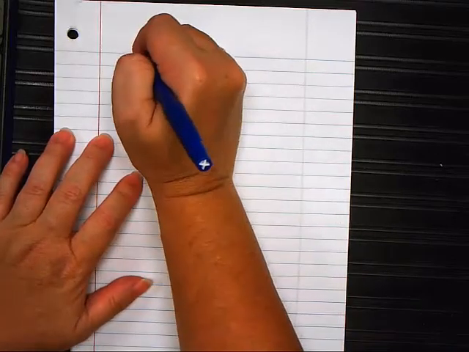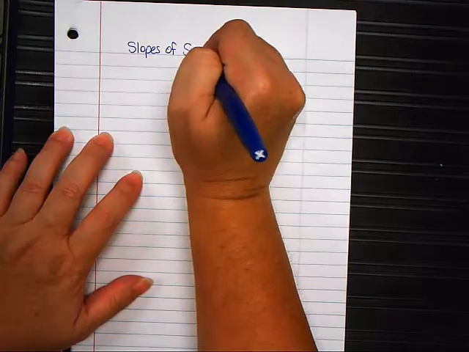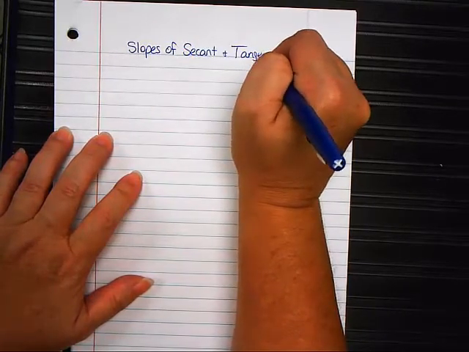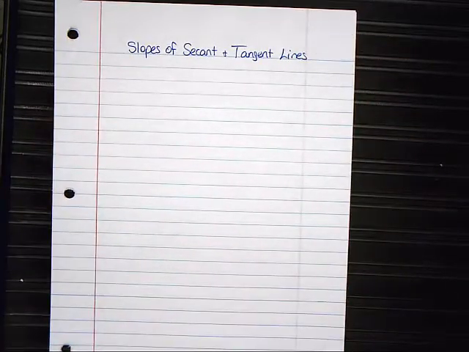Today we're going to talk about the slopes of secant and tangent lines. Now this is kind of a review because it's things that we've talked about before. We're just putting it all together in one lesson to help things be a little bit easier to do. Okay?